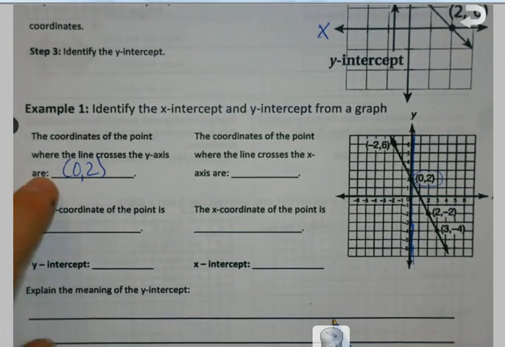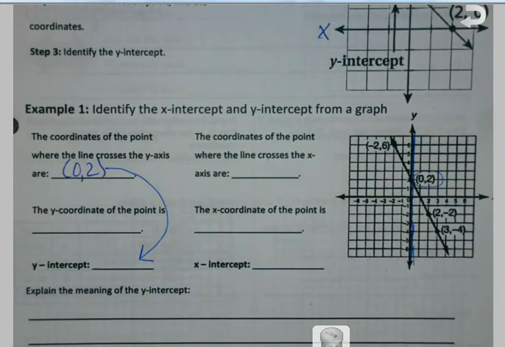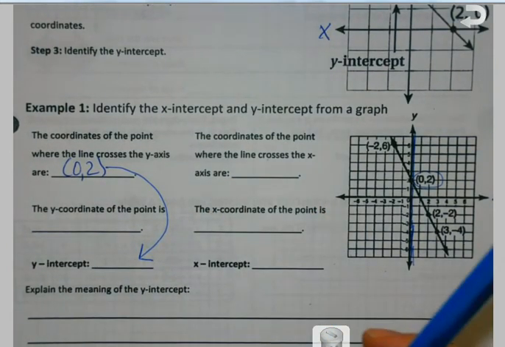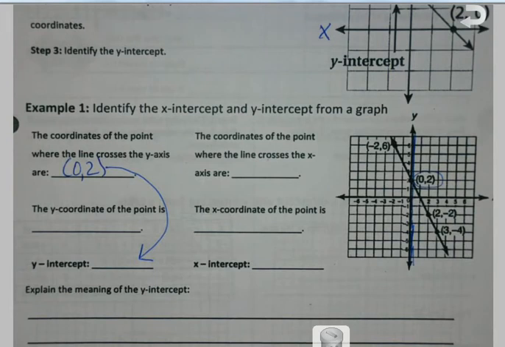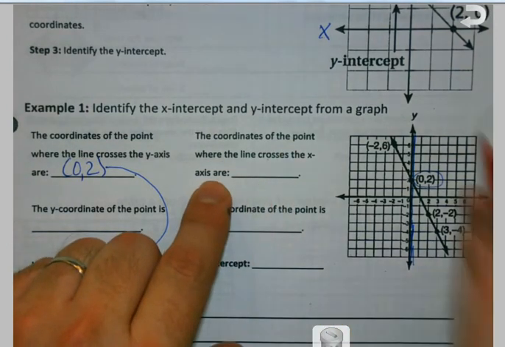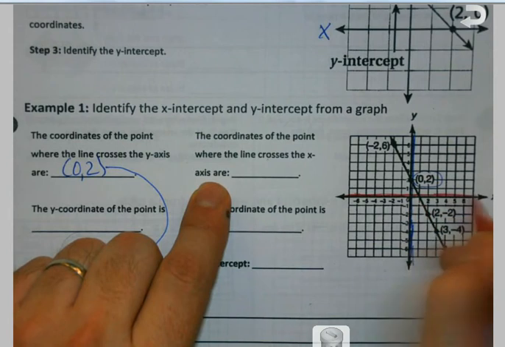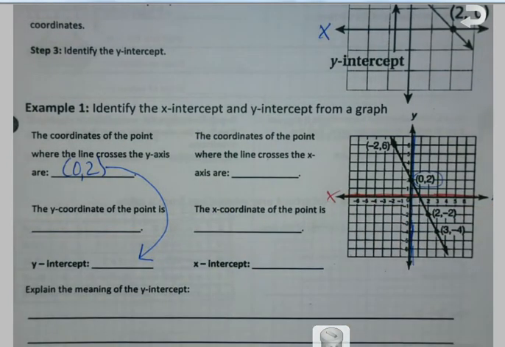And so again, I guess I got a little ahead of myself. The y-intercept is 0, negative 2. 0, 2. But the other one's not maybe quite so obvious. Where does the line cross the x-axis? Let's see. Here's the x-axis. Yes, I got a little ahead of myself and put the wrong thing in both places. I'll get it right this time.